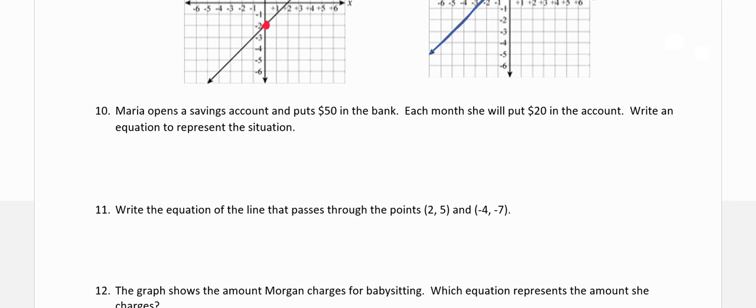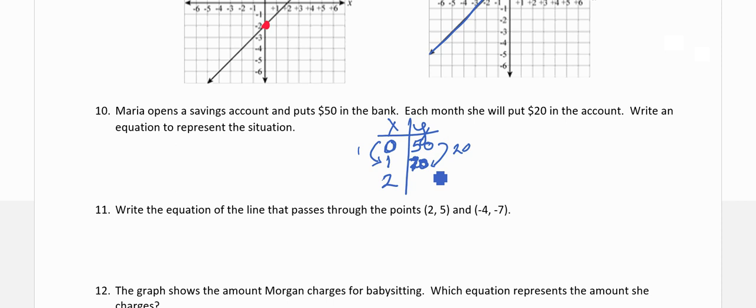Number 10, Maria opens a savings account and puts $50 in the bank. Each month, she will put $20 in the account. Write an equation to represent the situation. Okay, so Maria opens a savings account. So at 0 months, she has $50 in her savings account. And at 1 month, now she has $20. So she's increasing by $20 each month. And at 2 months, oh, I'm sorry. She doesn't have 20, she has 70. But she increased by 20.